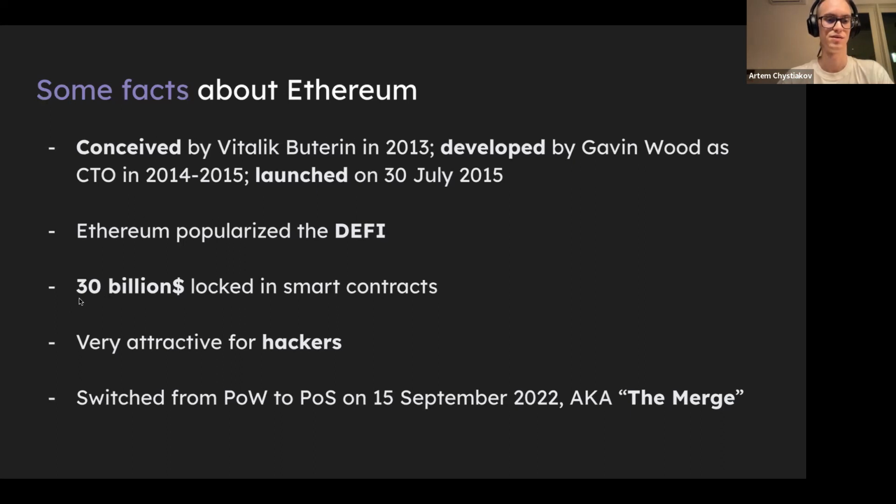Ethereum holds $30 billion of value in smart contracts. These are not the Ether currency. It is the tokens that are built inside Ethereum. So the ERC20 tokens, NFTs, etc. And right now the estimate is that the smart contracts that DeFi holds are worth around $30 billion.